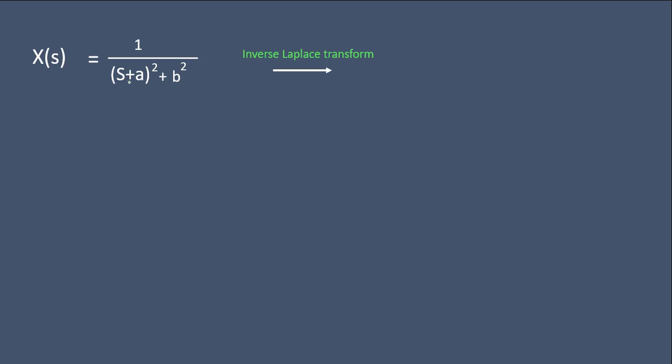Again, to comment upon stability, let us first find the inverse Laplace of 1 upon (s plus a) whole square plus b square, and the inverse Laplace will be e raised to minus at sine bt u of t. Now again, we have already discussed the Laplace transform in some previous lectures. I will be sharing the link of the Laplace transform video in the right side of the I button.